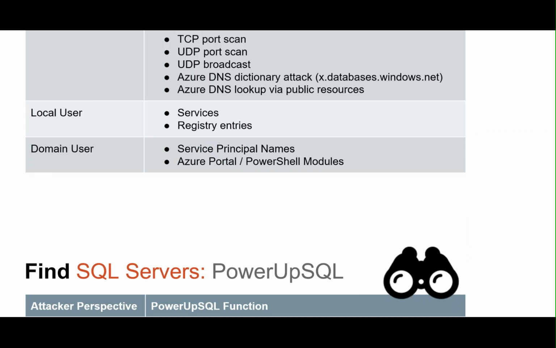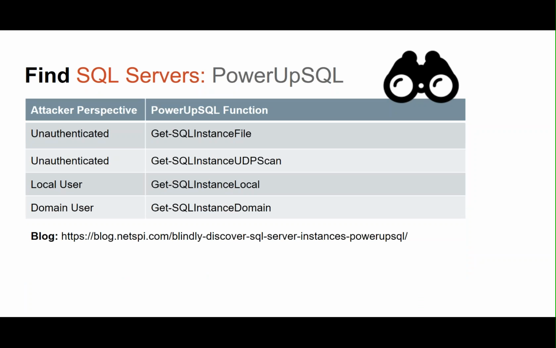I have created a few PowerUpSQL functions to support basic discovery. I am continuously building out additional functions, but these are the core. The first will pull instances in from a file so they can be piped into other SQL Server commands as targets. Then your traditional UDP scan, which is kind of like a SQL ping. Your local user listing, which as I mentioned uses the services, and then at the domain level, Get-SQLInstanceDomain will grab a full list of those SQL Server SPNs from the default domain controller you're associated with. So they're very, very handy.